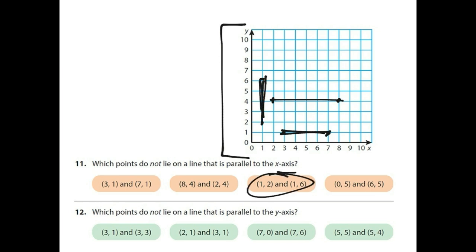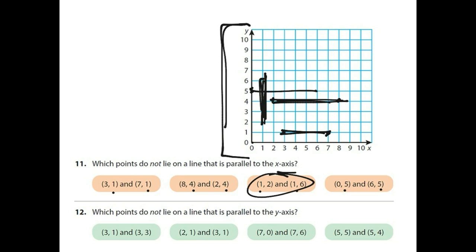So I want you to notice something. I'm going to do this fourth one here. 0, 5 and 6, 5. That runs parallel. I want you to see something. See the y-coordinates? When both y-coordinates are the same, we know it's going to be parallel. When both x-coordinates are the same, we know it's going to be perpendicular to the x-axis.